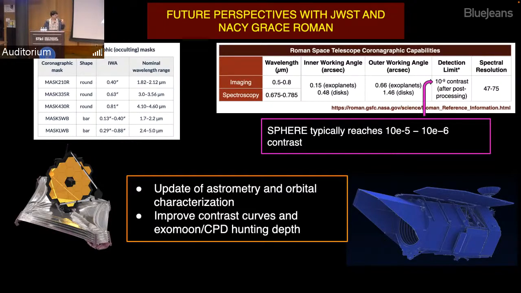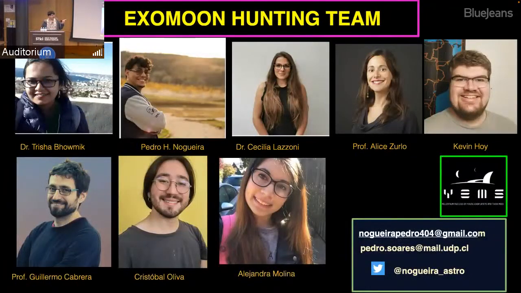So this is great, not just for Eta Tel, but for all people interested in trying to trace some sort of signal around brown dwarfs and giant planets. With that, we can update our astrometry and orbital characterization of these objects, and also improve contrast curves and exomoon satellite hunting depth.